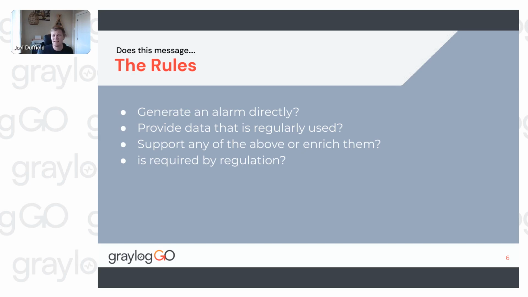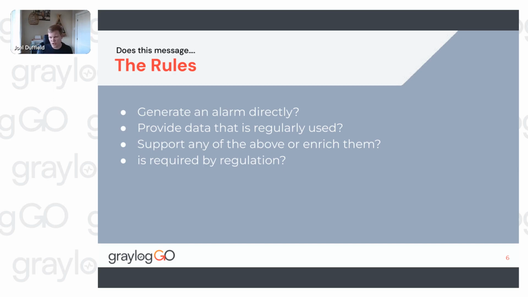Then, are any of these things that we're bringing in going to enrich any of the other pieces of information we've already brought in? We'll talk about enrichment separately in a little bit. And lastly, is it something that's required by regulation? If it's required by regulation, it's required. We follow the rule. We do what we need to do. It needs to be in there. End of story. That one is actually relatively straightforward.